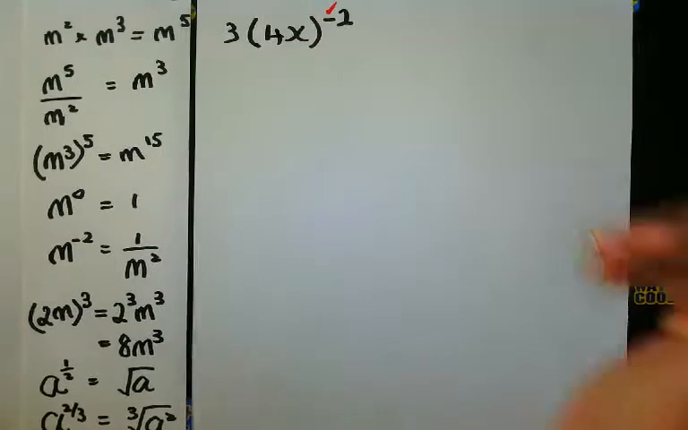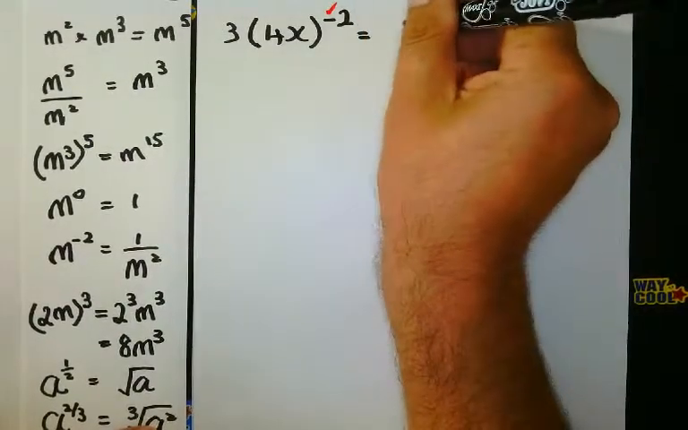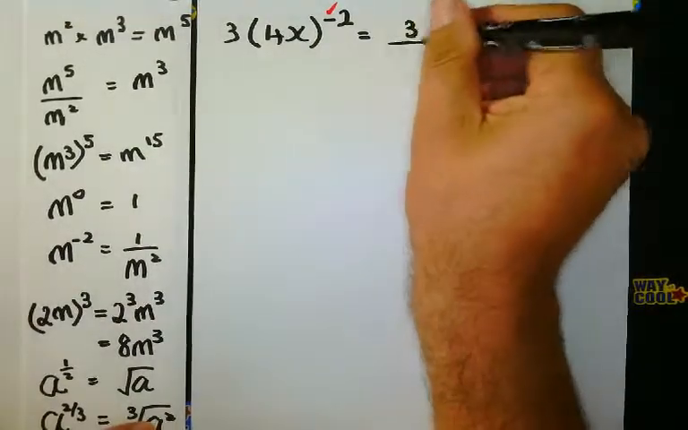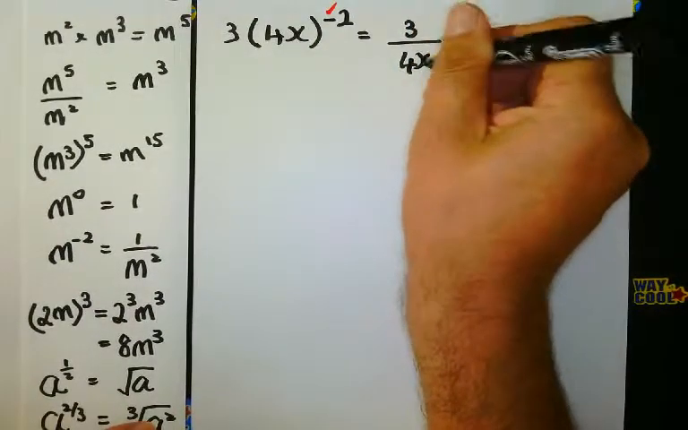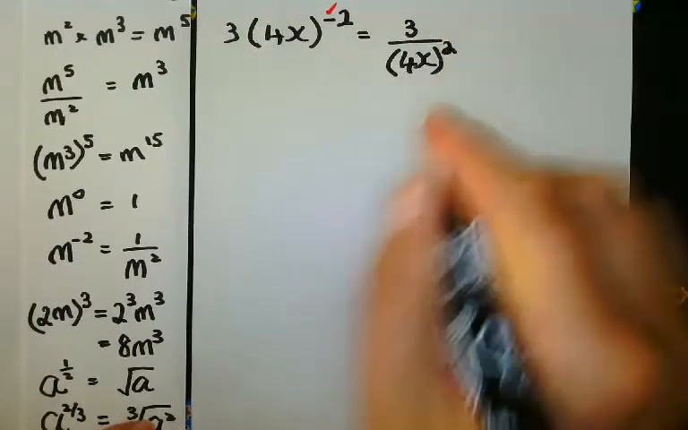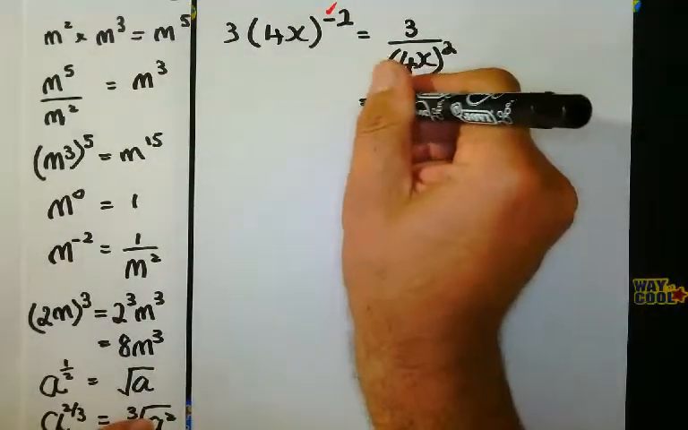Okay, so let's deal with that negative power. So remember, the 3 is not being dealt with. The negative, remember, takes it to the reciprocal. So that becomes 4x. It moves it from the numerator to the denominator. But we haven't actually done anything with the power 2 yet. So let's go and look at the power 2.